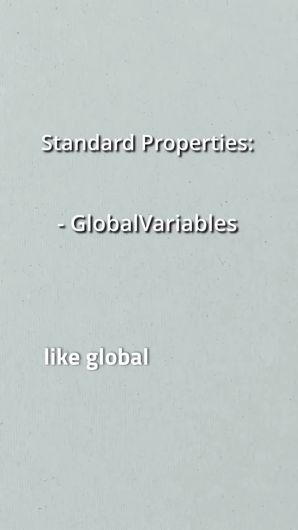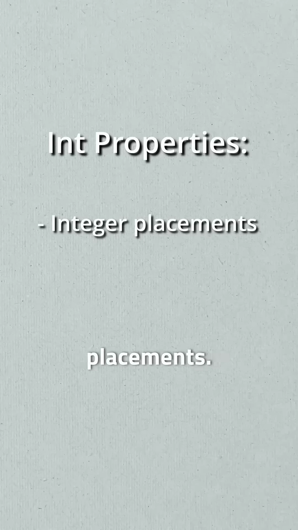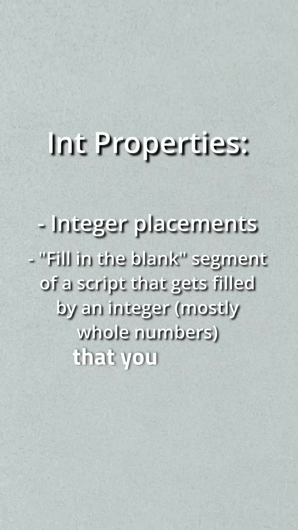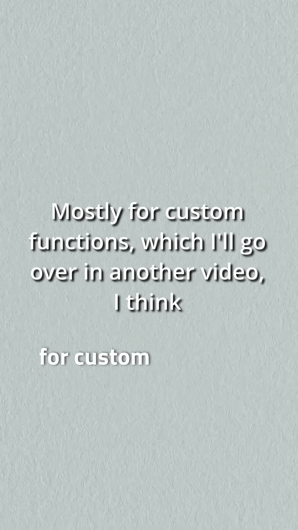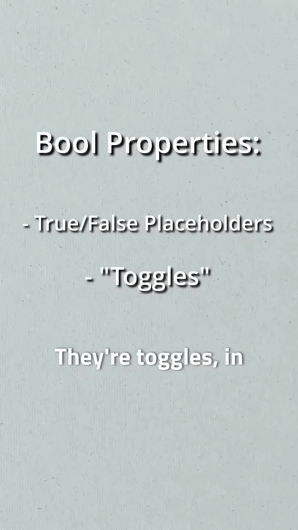There are standard properties that you can easily determine, like global variables, quests, actors, etc. And then there are ints and bools. Int properties, to my understanding, are just integer placements. It's basically making a new property for a number that's attached to a phrase that you make. It's mostly for custom functions, which we'll get into later. Bools are basically true and false detectors. They're toggles in the simplest sense.